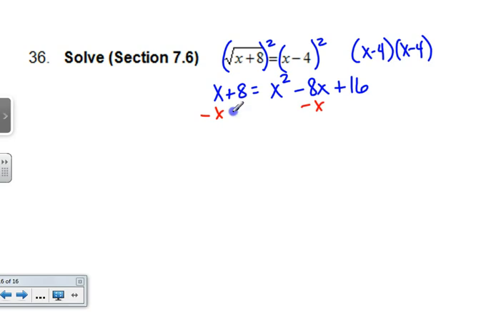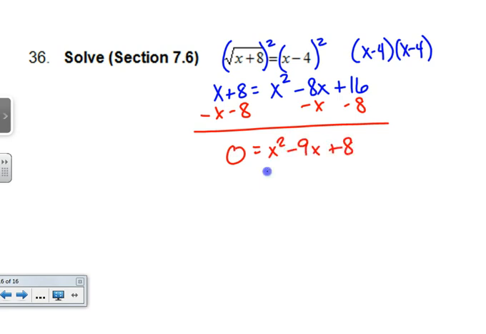I'm going to subtract the x. I'm also going to subtract the 8. So we get 0 equals x squared minus 9x, and then plus 8. Remember, I told you, every one of these 7.6 questions should factor nicely. If you get something that doesn't factor nicely, you did something wrong. So right now, I supposedly have two answers. I have x equals 8 and I have x equals 1.